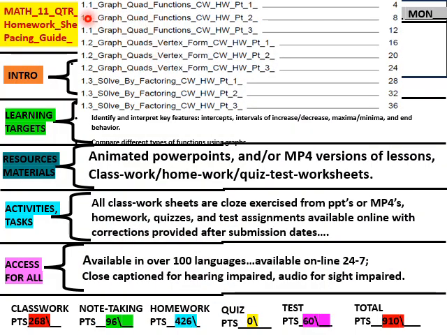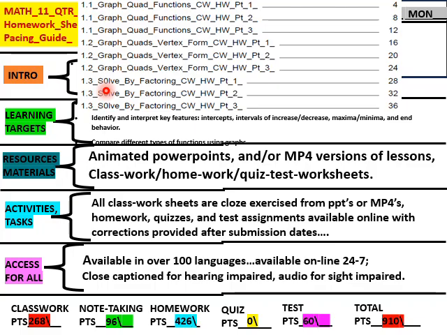And for Week 1, here we go. 1.1 Graph Quadratic Functions, Classwork Homework Part 1. 1.1 Graph Quadratic Functions, Classwork Homework Part 2. 1.1 Graph Quadratic Functions, Classwork Homework Part 3. So you got a three-part first section here. And then 1.2 Graph Quadratics Vertex Form, Classwork Homework Part 1. 1.2 Graph Quadratics Vertex Form, Classwork Homework Part 2. And then 1.2 again, Graph Quadratics Vertex Form, Classwork Homework Part 3.